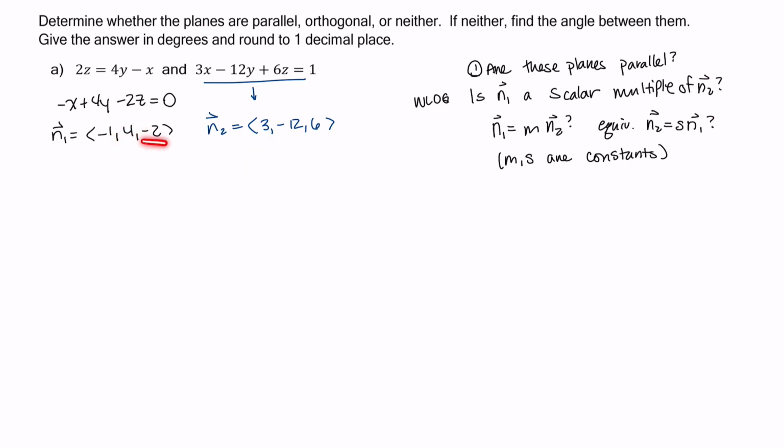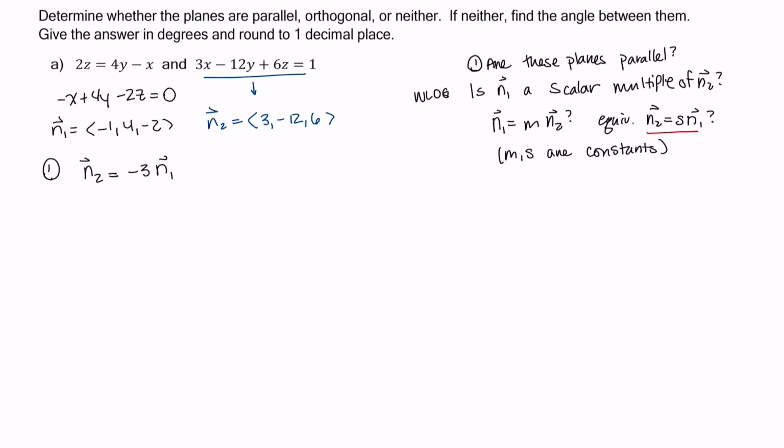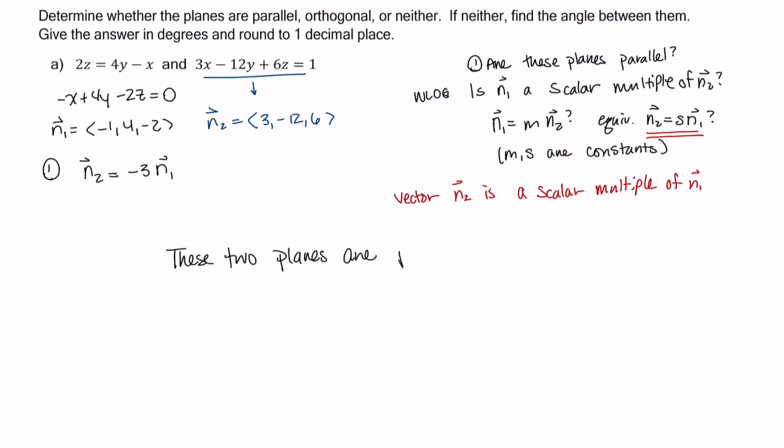So let's see if this holds one last time. Can I multiply negative 2 by something to get positive 6? Again, I can, and that's negative 3. So we can see that n2 is equal to negative 3 times n1. So what we have just shown is that n2 is a scalar multiple of n1. These two planes are indeed parallel.